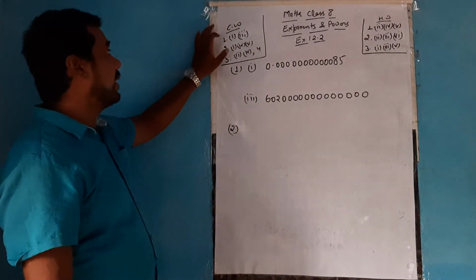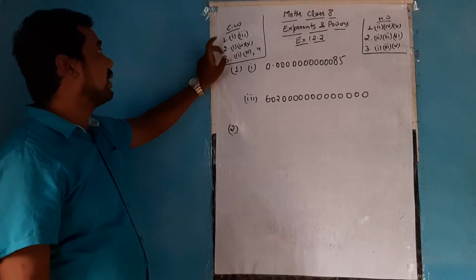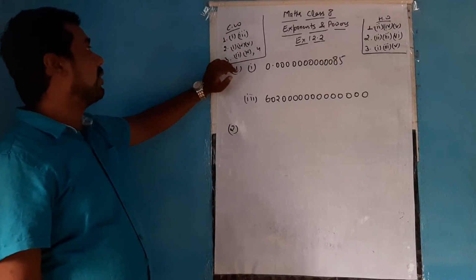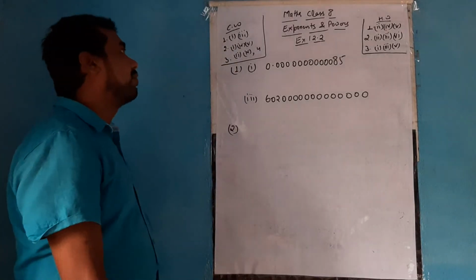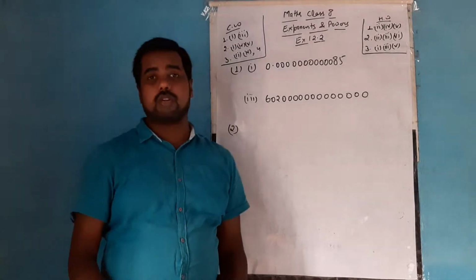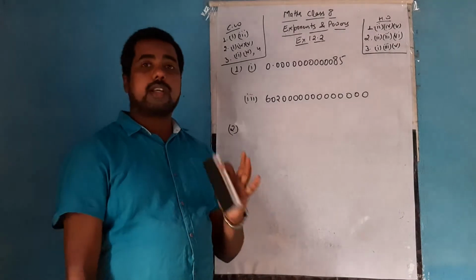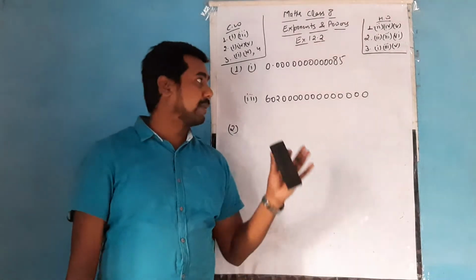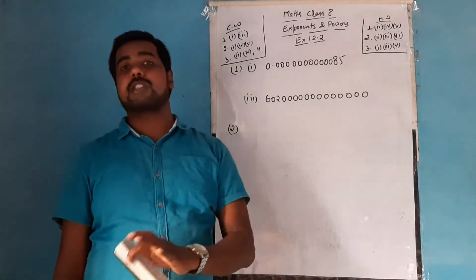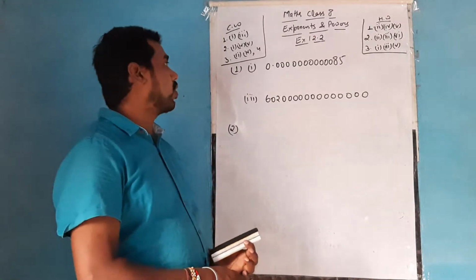And whatever remains: first question, first and third; second question, first, fourth and fifth; third question, second and fourth; and question number 4. This will all be classwork which we are going to solve today, keeping in mind the concept of shifting the decimal from left to right or right to left accordingly.